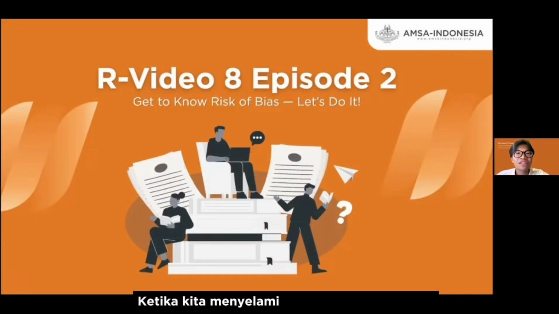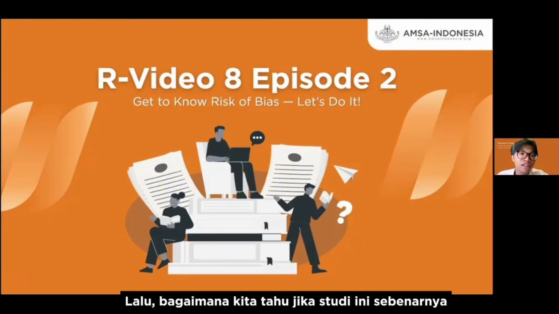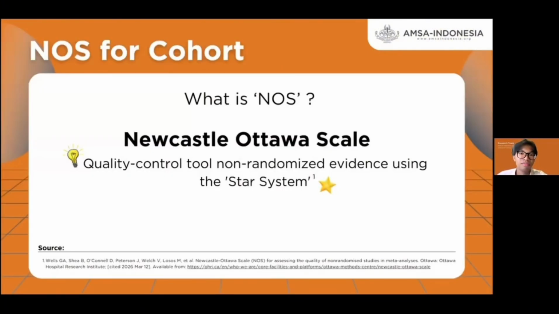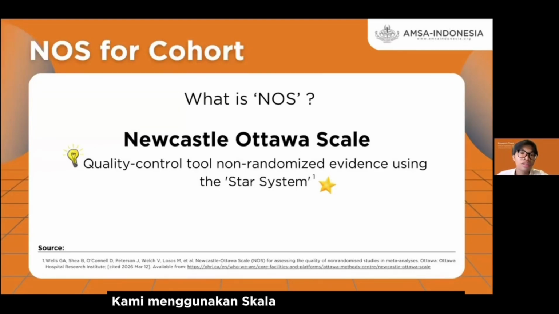When we dive into the world of systematic reviews, we often find ourselves looking at non-randomized studies. But how do we know if these studies are actually high quality? We use the Newcastle Ottawa Scale, or simply NOS. Think of it as a quality control tool designed specifically to assess the strength of non-randomized evidence, particularly cohort studies. Today, we're going to break down how to use it using its famous STAR system.